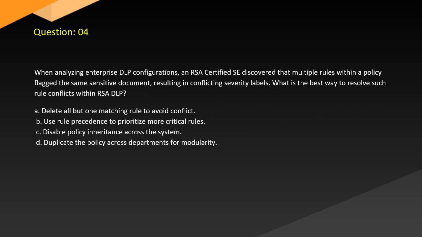Question 4. When analyzing enterprise DLP configurations, an RSA certified professional discovered that multiple rules within a policy flagged the same sensitive document, resulting in conflicting severity labels. What is the best way to resolve such rule conflicts with the RLP? A. Delete all but one matching rule to avoid conflict. B. Use rule precedents to prioritize more critical rules. C. Disable policy inheritance across the system. D. Duplicate the policy across departments for modularity.